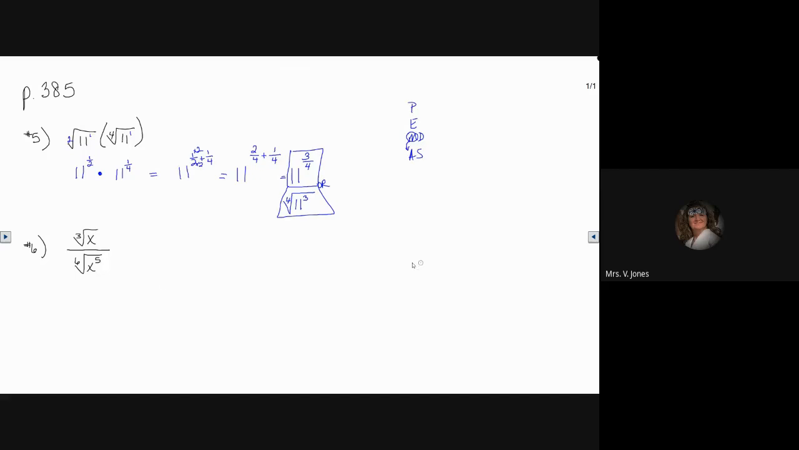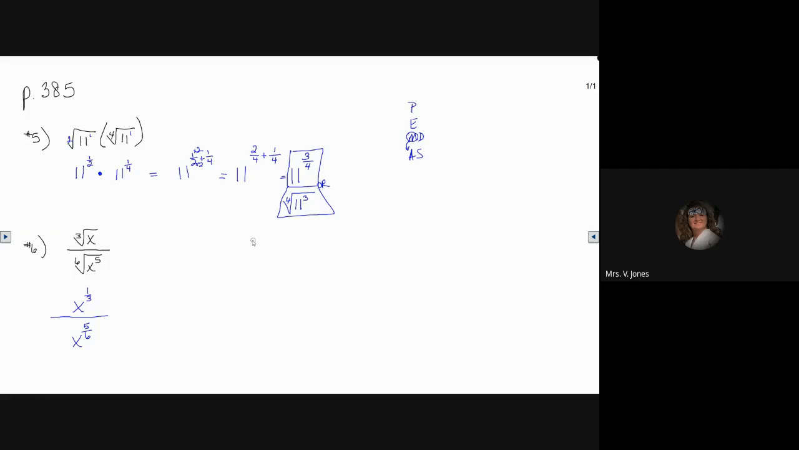Number 6. All right, so when we're looking at this, the only way we can put both of these underneath the same root is if the roots are the same, and they're not. So we're going to rewrite it. Instead of the 3rd root of x, I'm going to write that as x to the 1/3. And instead of the 6th root of x to the 5th, I'm going to write that as x to the 5/6 power.